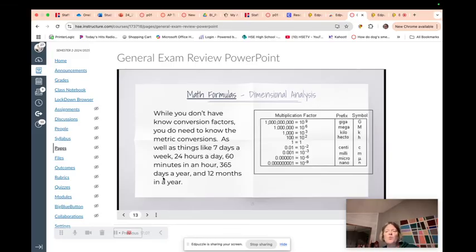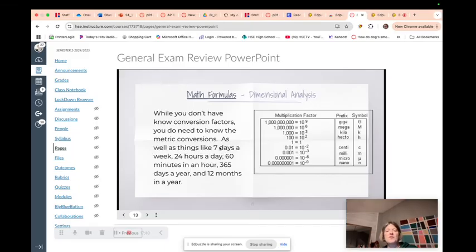However, one thing they don't provide for you is the metric conversions. So you need to understand, like, a gigabyte is a billion, a megabyte is a million, a kilogram is 1,000, a hecto is 100. A centi is 1/100th, milli 1/1000th, micro 1/1 millionth, nano 1/1 billionth. Okay, so those conversions you do need to know.